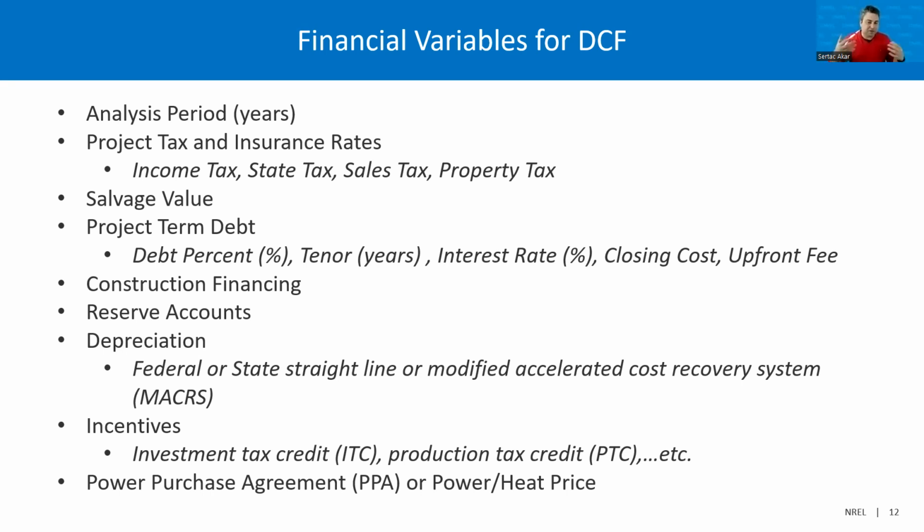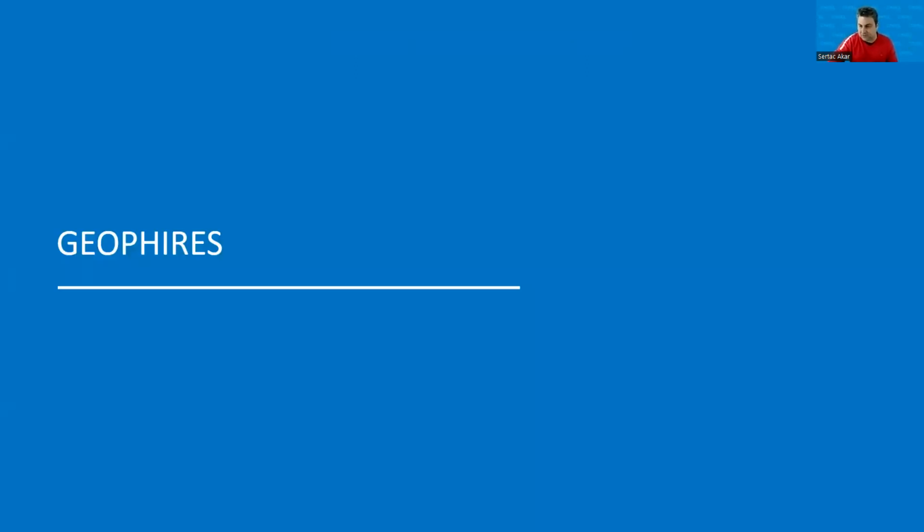But if the parts and the components of the project, such as the plant components, depreciate throughout the lifetime of the project, we may apply a straight line or a MACRS, the modified accelerated cost recovery system, depreciation schedule to the project. Also, incentives, investment tax credits, production tax credits are key. And finally, the power purchase agreement or power heat price that will create the revenue stream for the project. Okay, so this is the basic concept of the TEA.